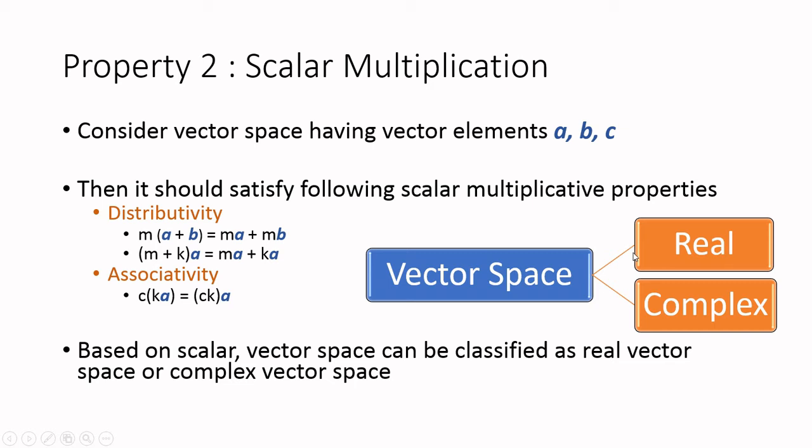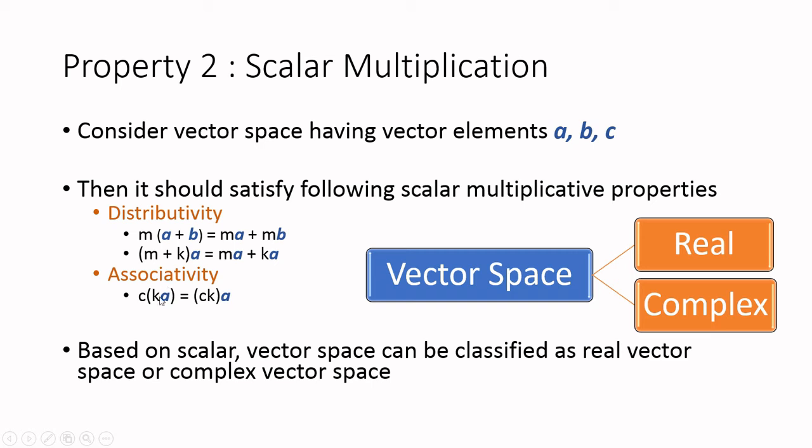Coming to the next operation which a vector space must satisfy, that is scalar multiplication. Let us consider the same vector space having vector elements A, B and C. Then this vector space satisfies these two properties, that is distributivity and associativity. In distributivity, when the sum of vectors A plus B is multiplied with a scalar m, that is the same as when m is alone multiplied to vector A plus when m is alone multiplied to vector B, or when the sum of scalars m plus k is multiplied to a vector A, it is the same as the sum of m when multiplied alone to A and k multiplied to A.